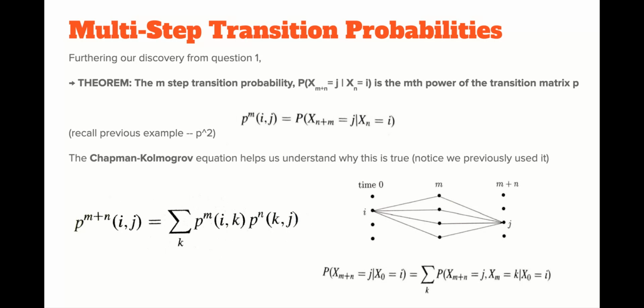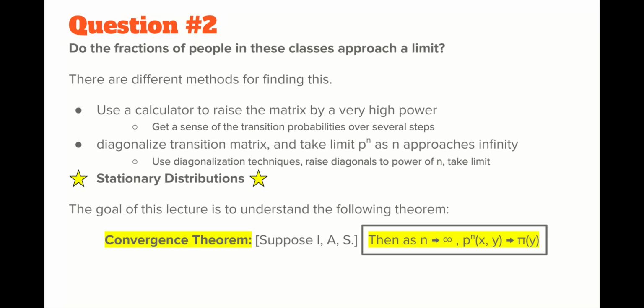But essentially what it's saying is that if you want to go from state i to state j in m+n steps, you have two independent paths here, i to k in m steps and k to j in n steps. This is just a little bit of an extrapolation from what we saw in the previous slide.